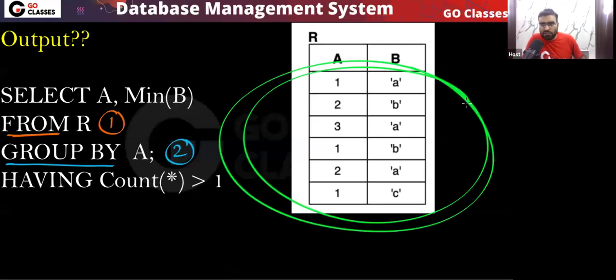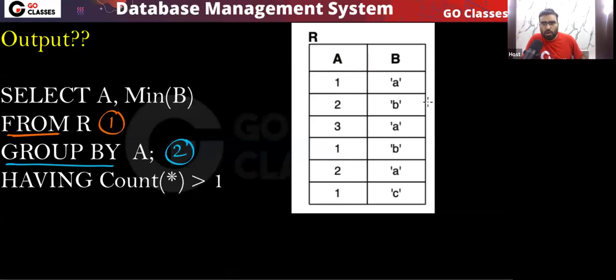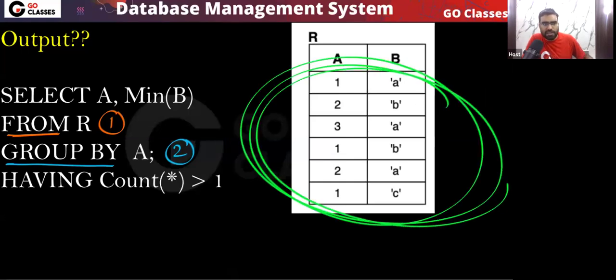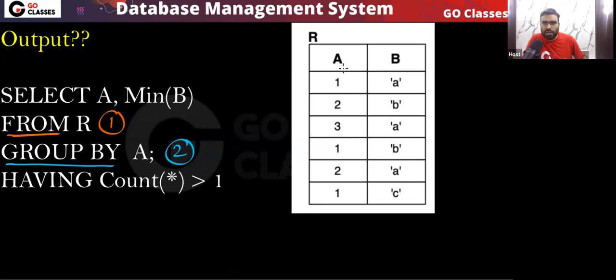Remember, these tuples will be divided into groups. The grouping is based on attribute A. So you can see attribute A value here. In this tuple, attribute A value is 1. Here attribute A value is 1. Here attribute A value is 1. So these three tuples, these tuples are group 1. Let's call it group 1.